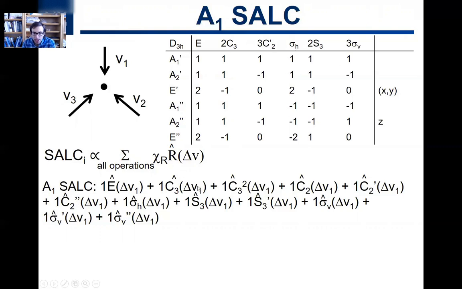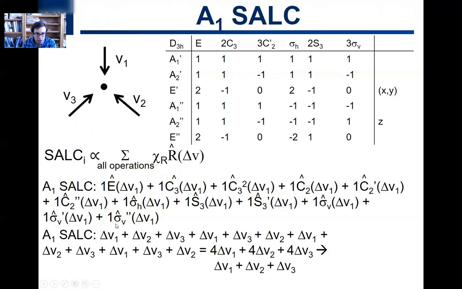There's only one sigma h, I've got that. And then there's two S3s. Which ones are those? Those are S3, and it's actually S3 to the 5th, or here I've called it S3 prime, just through a different location. It's the counterclockwise version. And then we have 3 mirror planes. I call those sigma v, sigma v prime, and sigma v double prime.